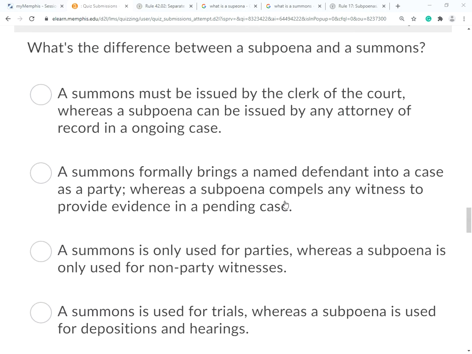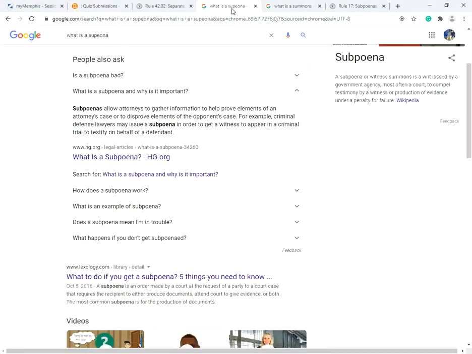Okay, so let's first look at what I did. I looked to see what the actual difference is between a subpoena and a summons, so I completely understand the answer I'm looking for. So I went to Google really quick. Here we have Wikipedia's answer: a subpoena or witness summons is a writ issued by a government agency, most often a court, to compel testimony by a witness or production of evidence under a penalty for failure.